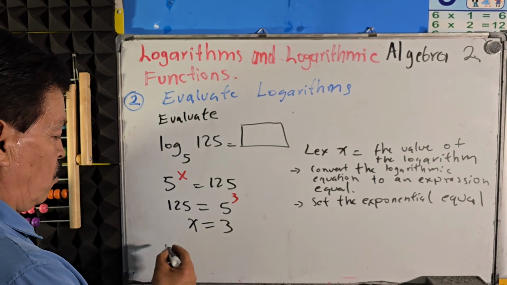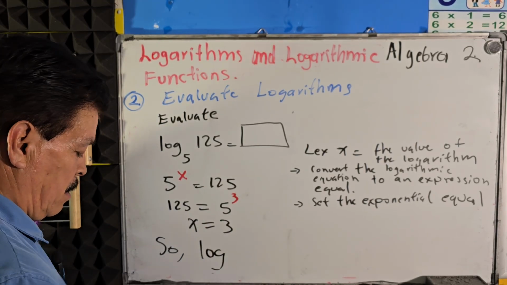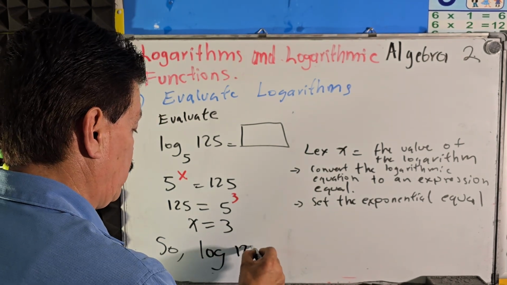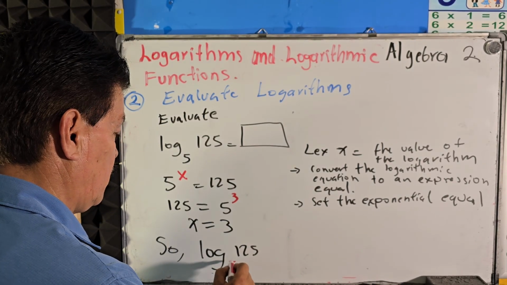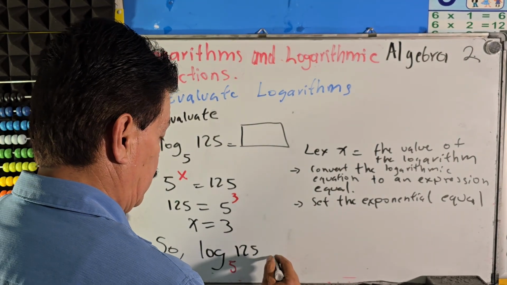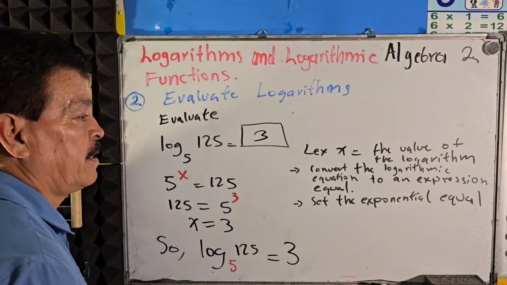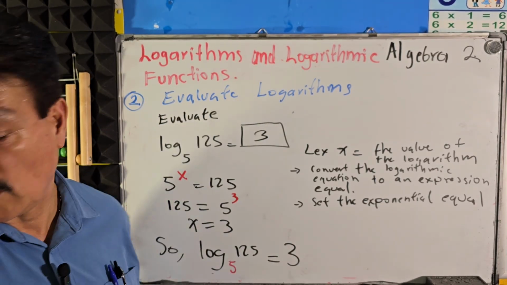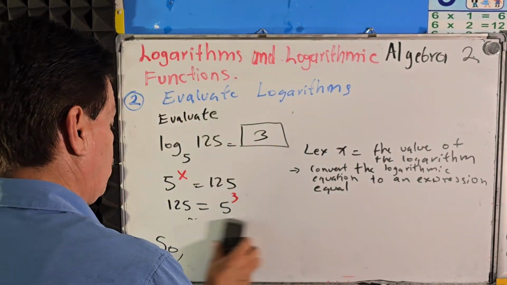So easy, I already done. So our conclusion: the logarithm of 125 with the base 5 equals 3, right? Equals 3. So that's it. That's our conclusion to our problem here. All right. Let's go to the next section.